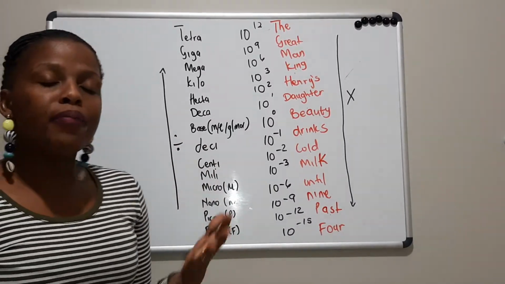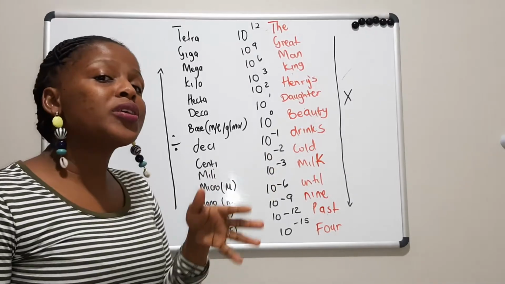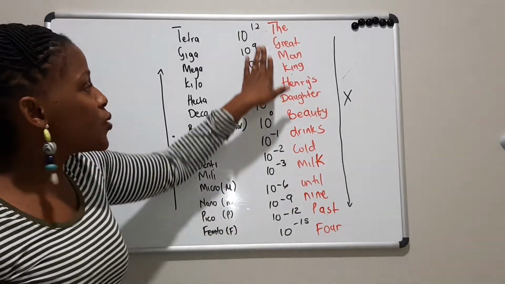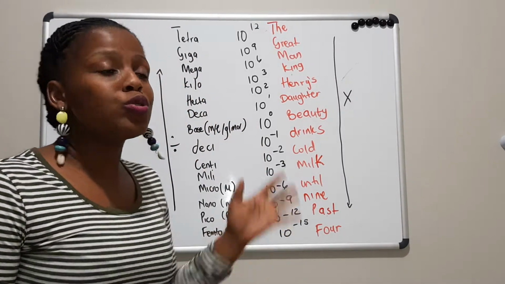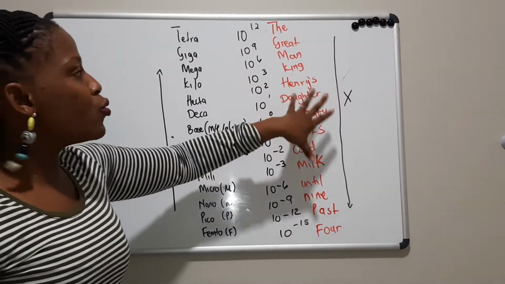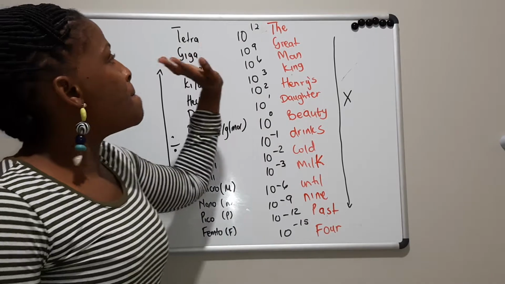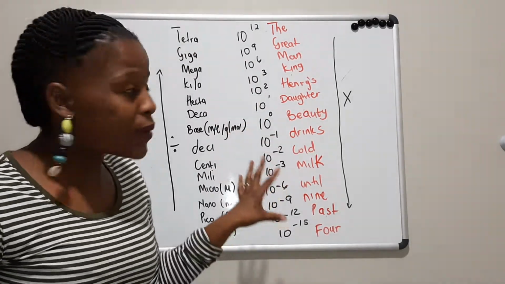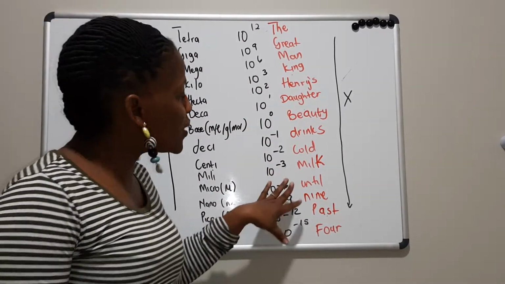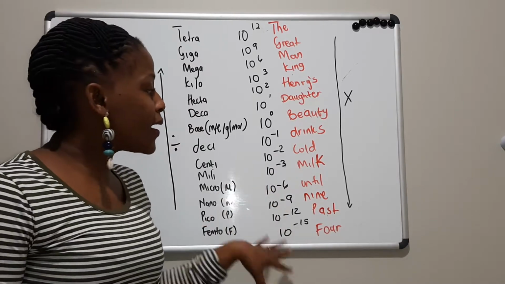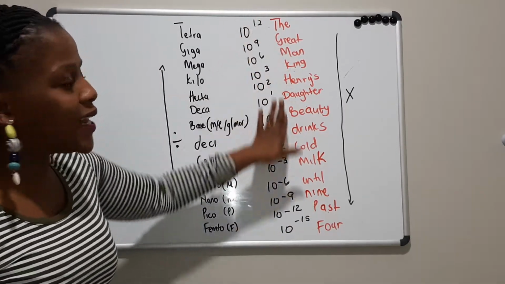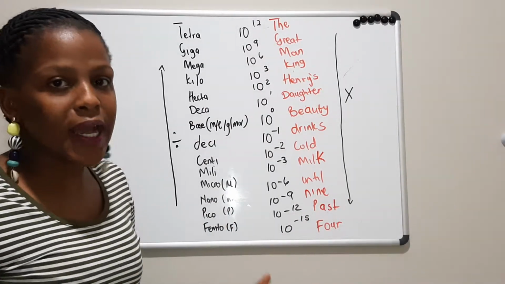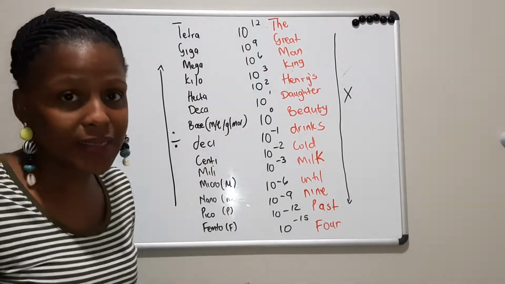For you to be able to remember the sequence of these units, you will see I've also included the rhyme that you can use so that you can remember them. The rhyme says, the great man King Henry's daughter Beauty drinks cold milk until 4:09. Then you will know that the first letters represent your units.